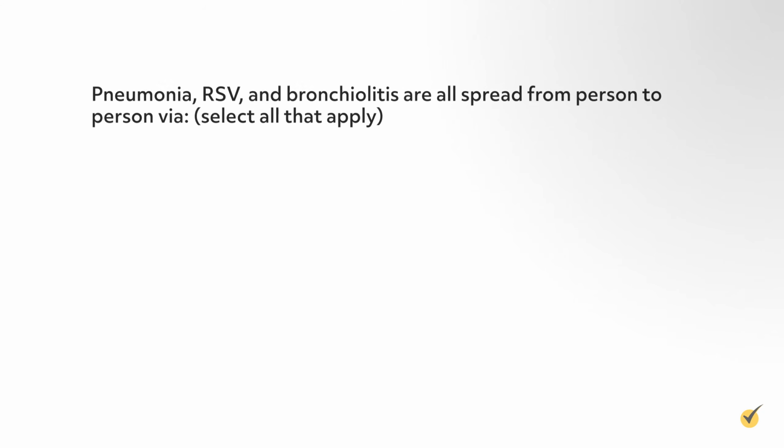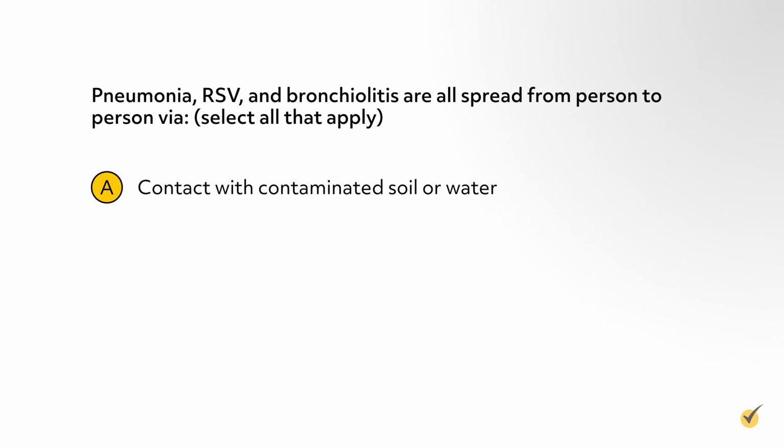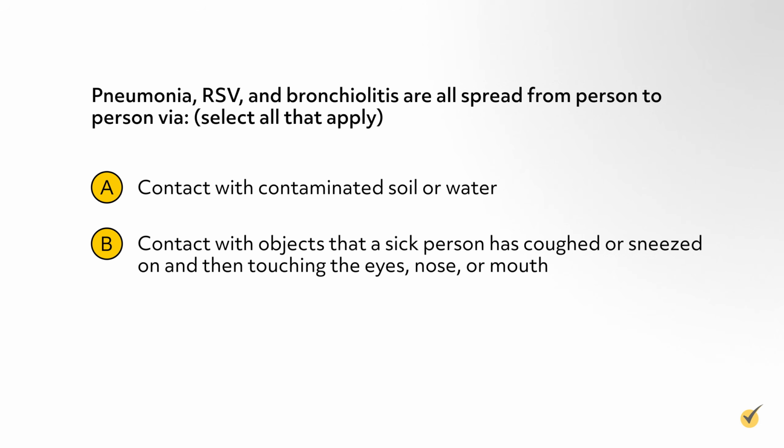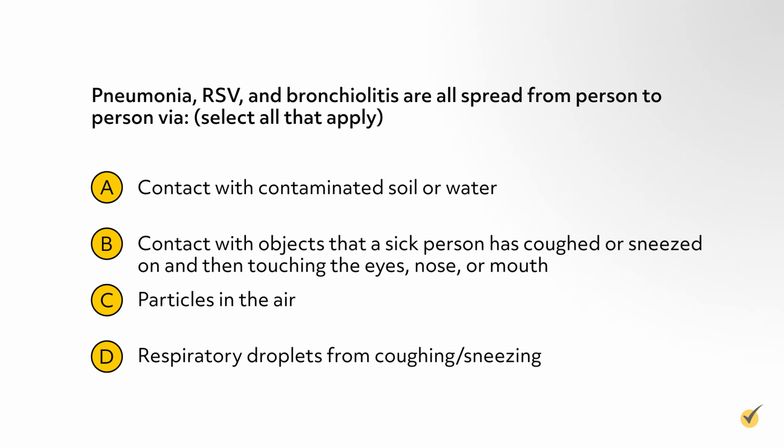Now that we've reviewed several types of respiratory diseases, let's go over a review question. Pneumonia, RSV, and bronchiolitis are all spread from person to person via A. Contact with contaminated soil or water, B. Contact with objects that a sick person has coughed or sneezed on and then touching the eyes, nose, or mouth, C. Particles in the air, or D. Respiratory droplets from coughing or sneezing. If you answered B and D, you are correct.